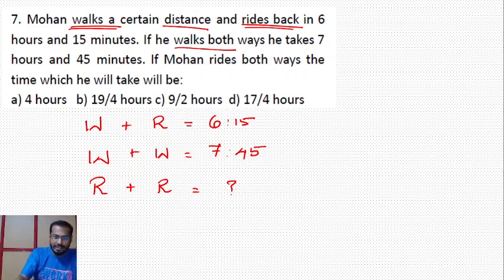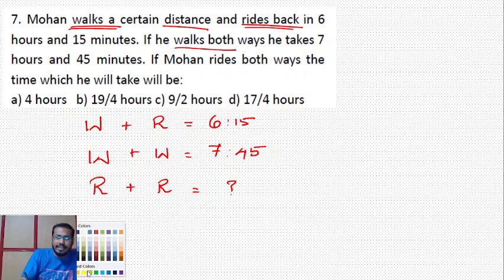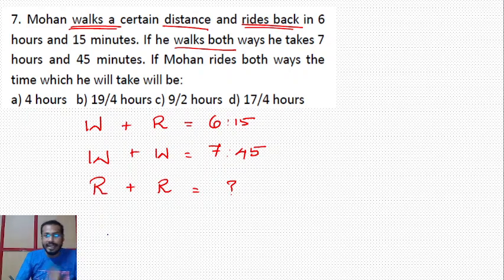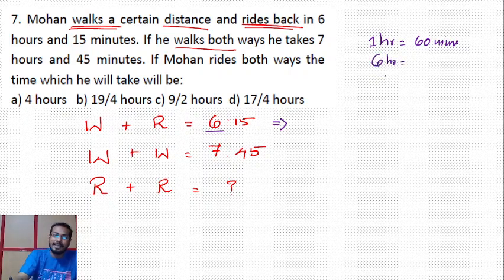So now we're going to find the answer. But here one is in hours and another is in minutes, which causes confusion, because the options are given in fraction form, in hours. So it is better to convert this into minutes. See, 1 hour is equal to 60 minutes. So 6 hours is 360 minutes, plus 15 minutes, so 375 minutes it takes for both walking and riding.